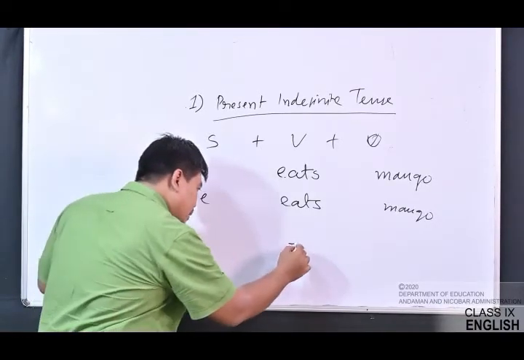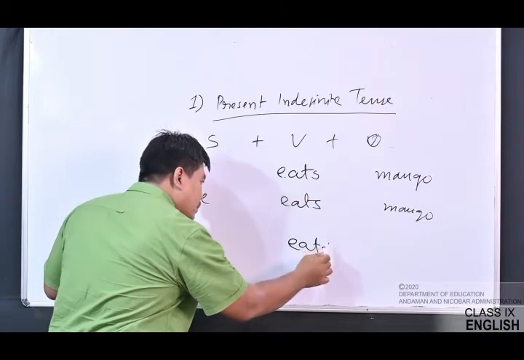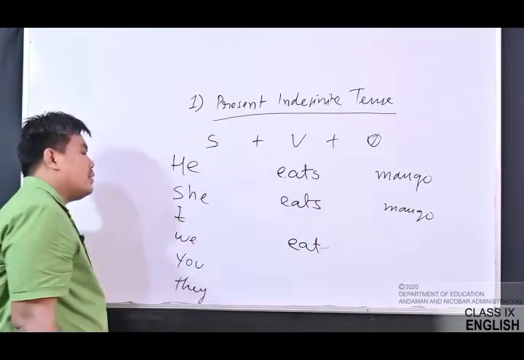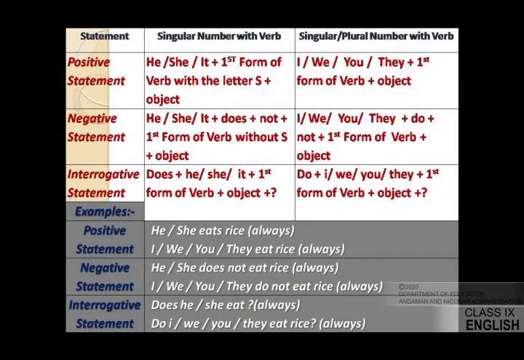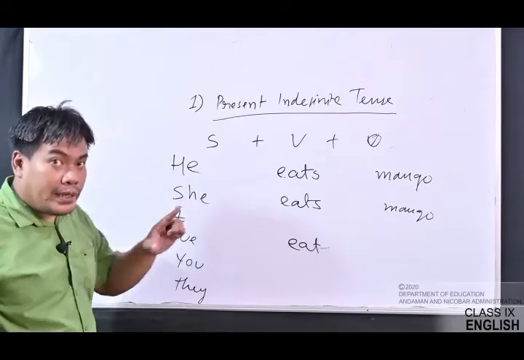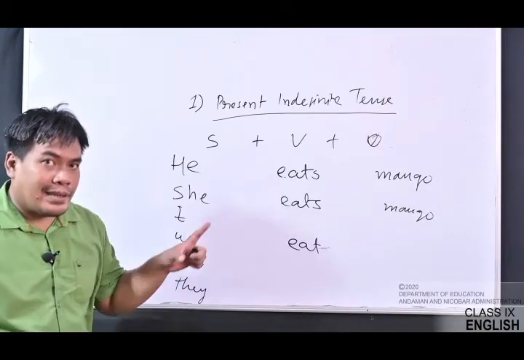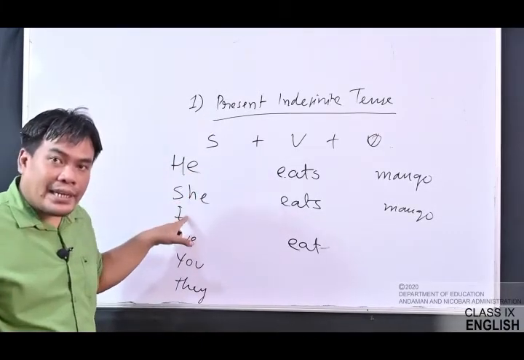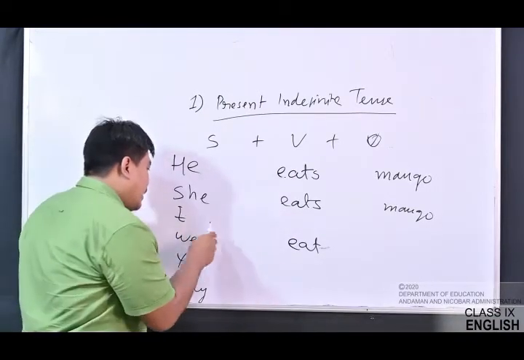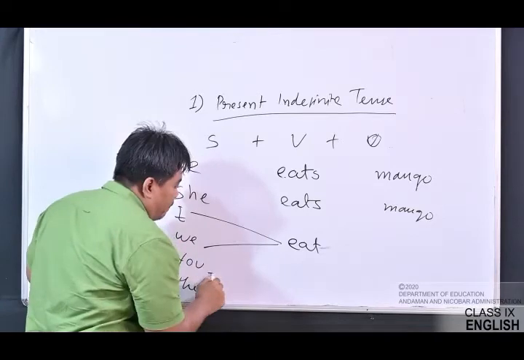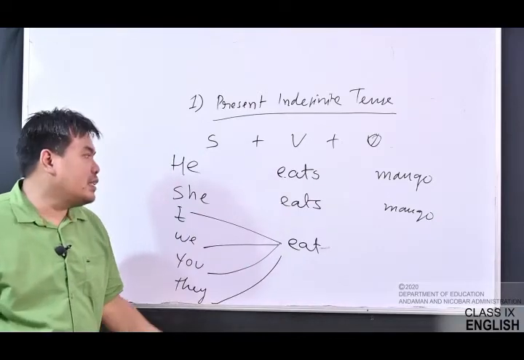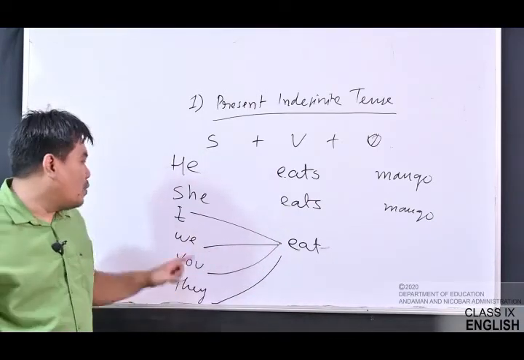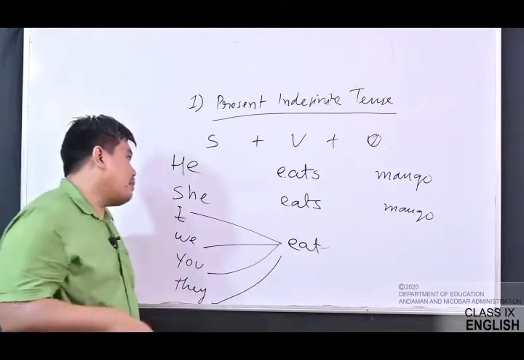But whenever we talk in terms of I, we, you, and they, here this one becomes eat. It won't become eats. You can look at the third column. I, we, you, they plus first form of verb. There is no S. You can see that on the table again. I, we, you, they. The verb will be just the first form and no S. All right? Just the first form and no S. So I, we, you, they eat. I eat mango.